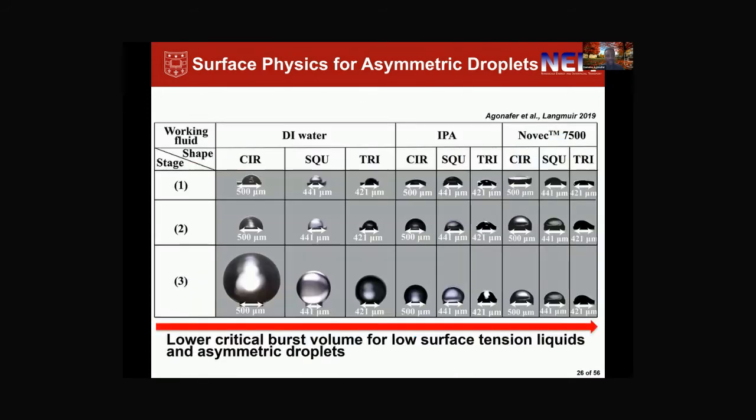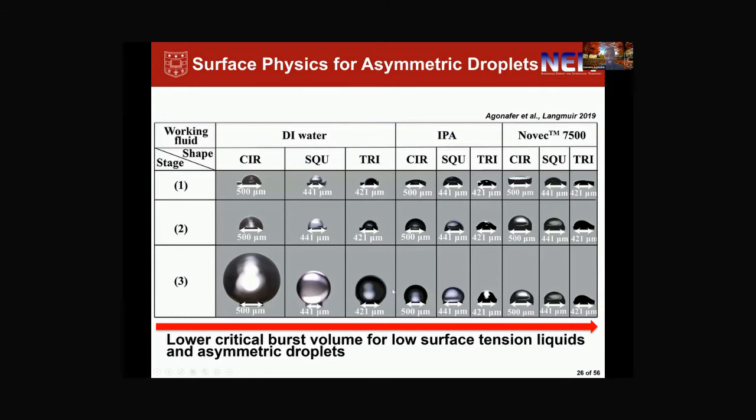And finally, here we see just the difference, right? These are a summary of different droplet images for circular, square, and triangular droplets of different fluids: DI water, IPA, Novec. The main idea here is that for circular, you get the largest critical volume for DI water, and also for circular micropillar structures.